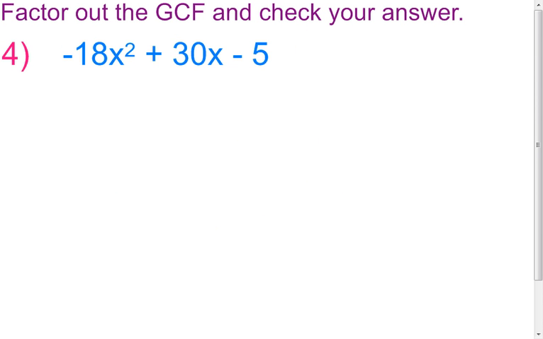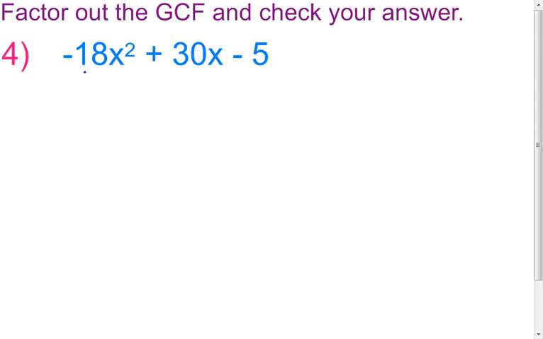All right, and one more here. I am looking for the biggest number that goes into 18, 30, and 5. Basically, I'm sort of forgetting about positives and negatives right now. So the biggest number that goes into 18, 30, and 5 is 1, actually. The only things that go into 5 are 1 and 5. 5 goes into 30, but 5 does not go into 18. So the biggest thing I can pull out of there is a 1.